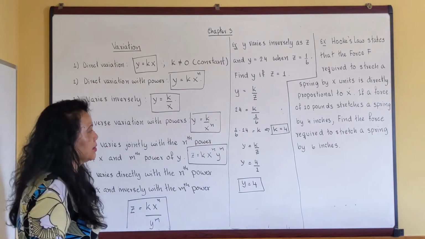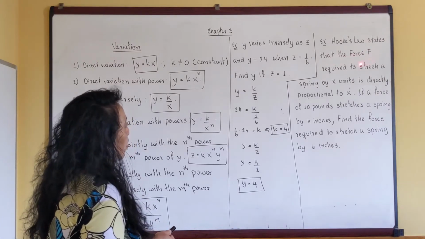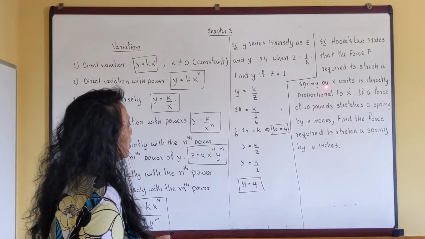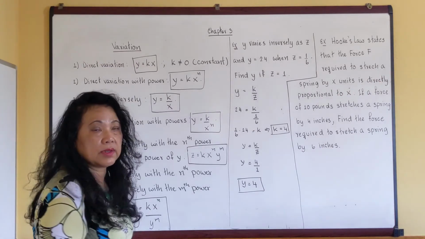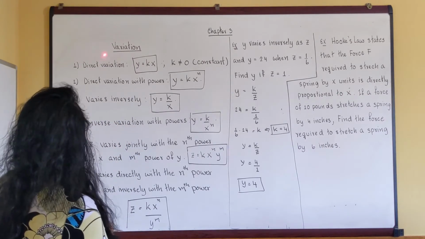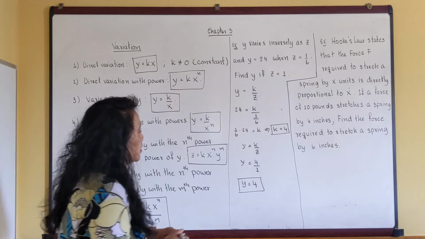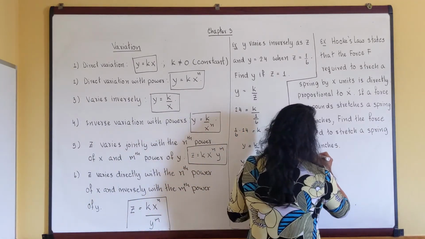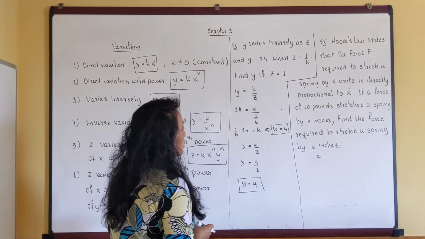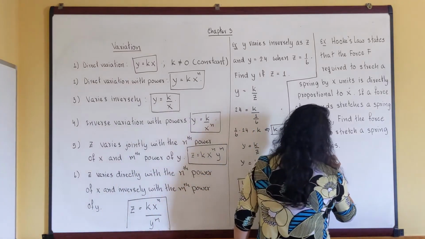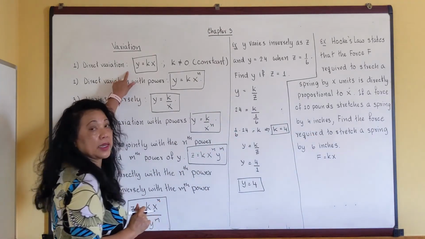Alright? Now let's look at application. Hooke's law states that the force required to stretch a spring by x unit is directly proportional to x. So this is direct relation. So I'm going to use the first one, direct variation. So the force, I use the notation F. So I'm going to have F equal to kx. K is a constant. I'm using the first property here.